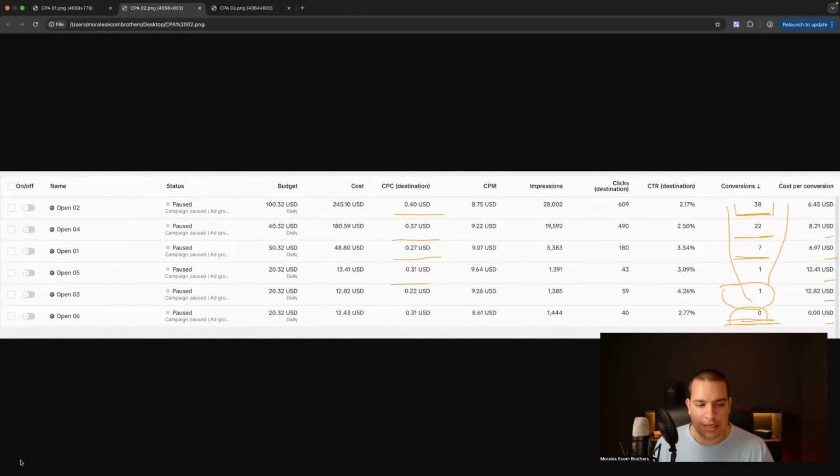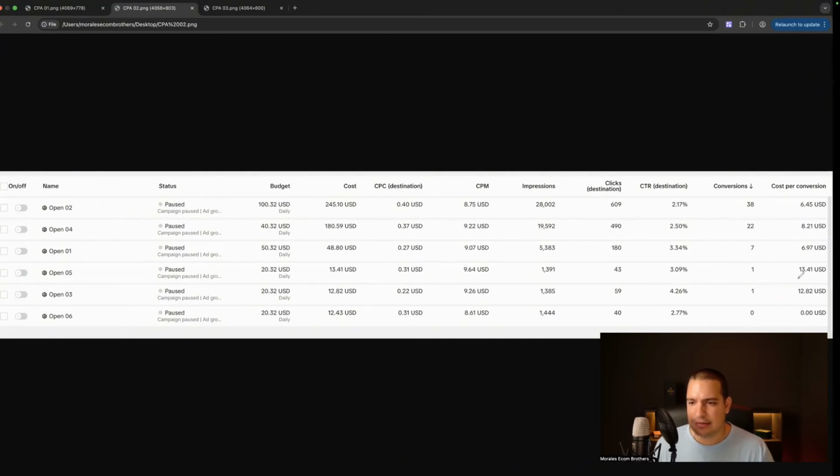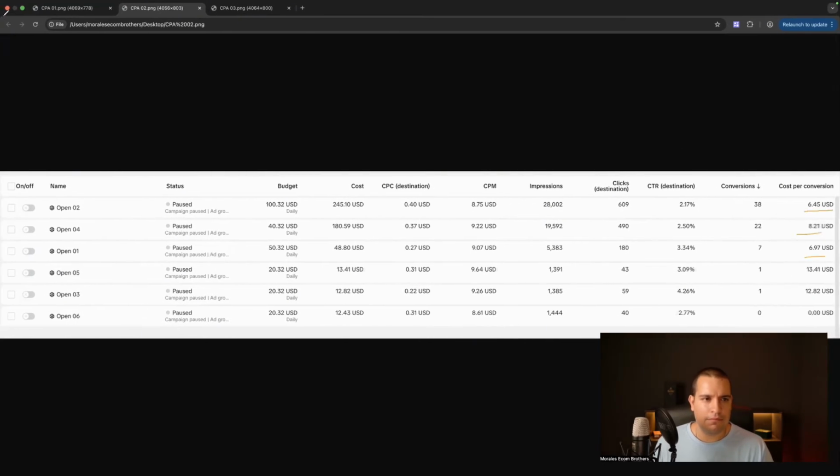So obviously this one is not as healthy as the other ones, but let me erase all of this. Okay. So as you can see, this one is not as healthy as the other ones, still $6, $8. I believe that on this one, the profit margin was a little bit higher, but nonetheless, it's still highly profitable. Everything is good.